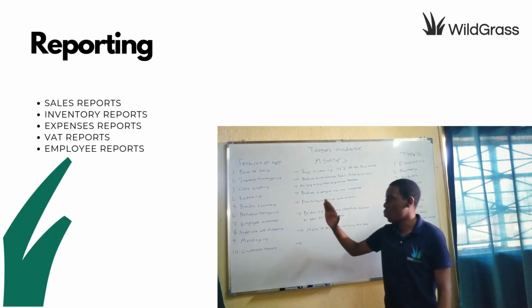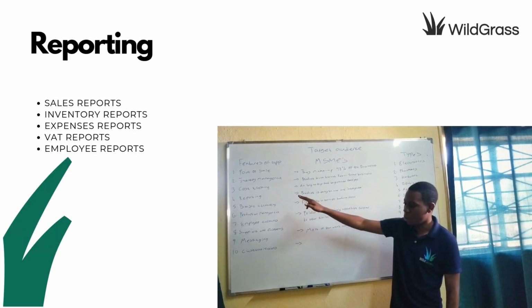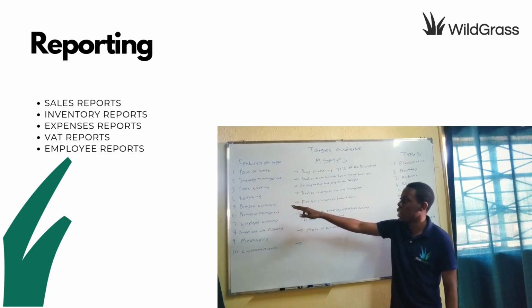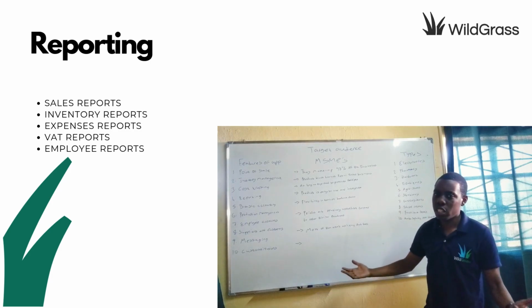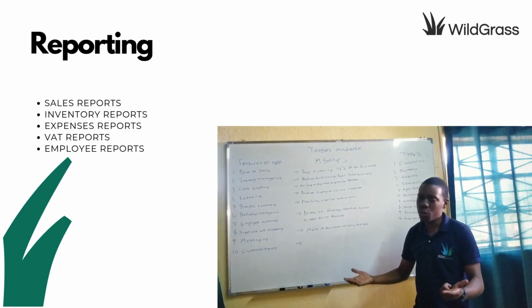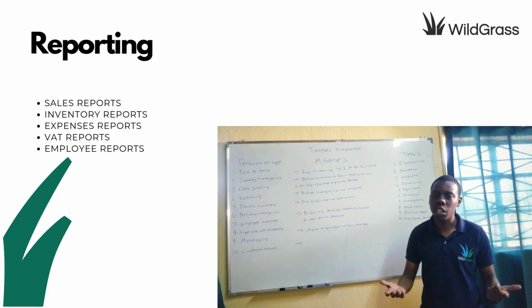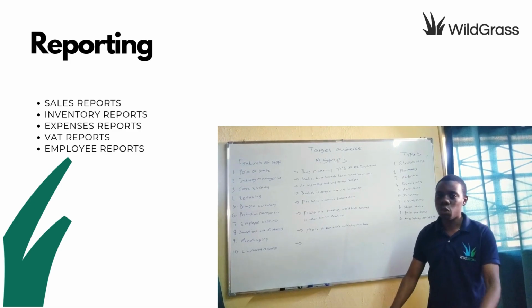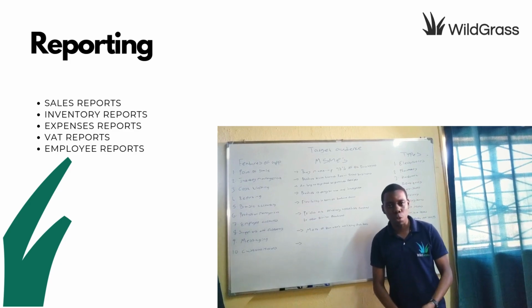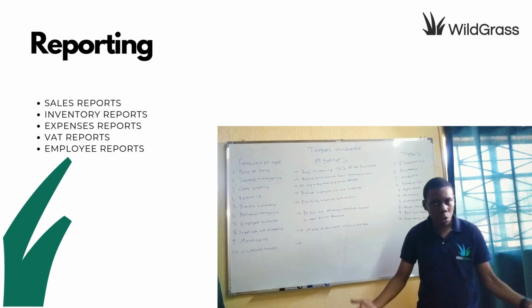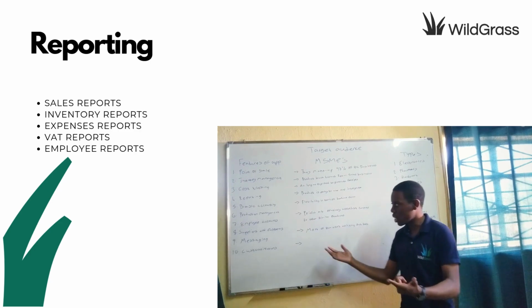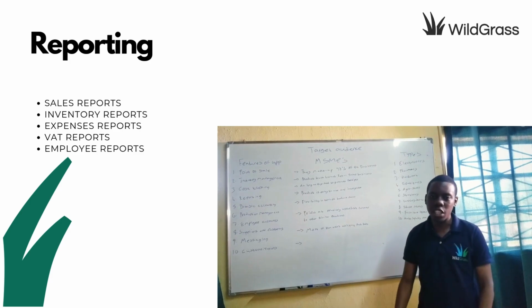Right, next we've got reporting. And reporting is simply generating information based off of the activity that has taken place within a selected period. So you've got your sales reports, you've got your inventory reports, you've got your product reports, you've got your VAT reports, customer reports, employee reports. All those can be generated on the application.